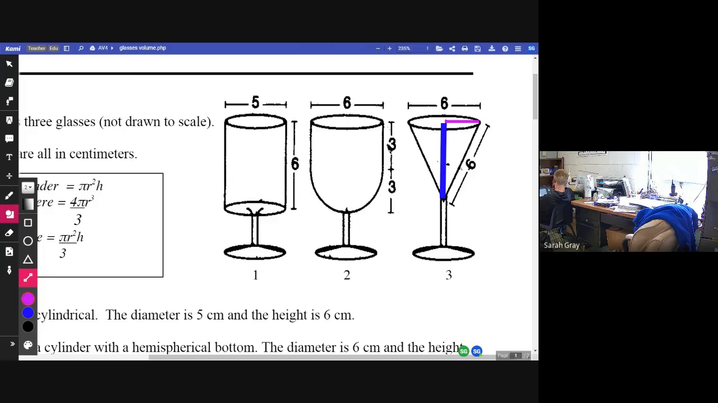Okay, no bottom. Last two is not right, I know that's bigger. You do the cylinder part, though, I only see one for the cylinder.